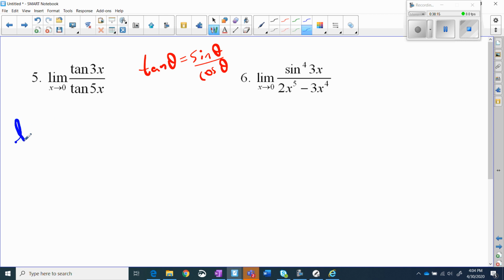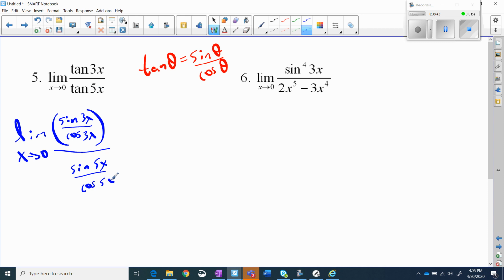Okay, so what I would do here is I would put that identity in for both the numerator and denominator, because everything we've done so far is related to sines and cosines. So I'm going to change tan 3x into sine 3x over cos 3x. That's another way to write, using your identity, tangent 3x. The denominator, which is tangent 5x, is going to be sine 5x over cosine 5x.